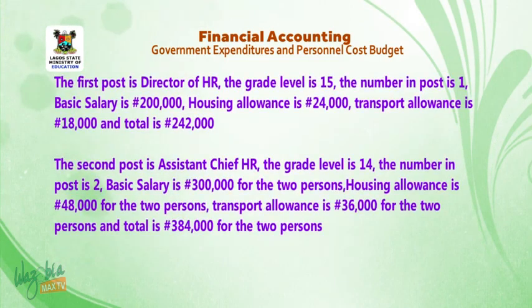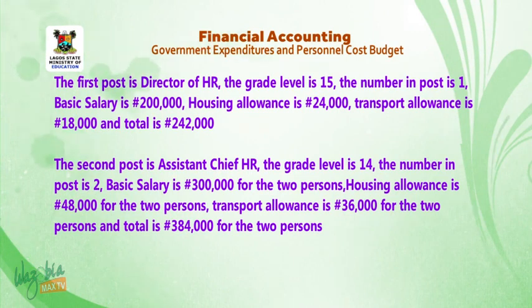The first post is Director of HR. The grade level is 15. The number in post is 1. Basic salary is 200,000 naira. Housing allowance is 24,000 naira. Transport allowance is 18,000 naira. And total is 242,000 naira.